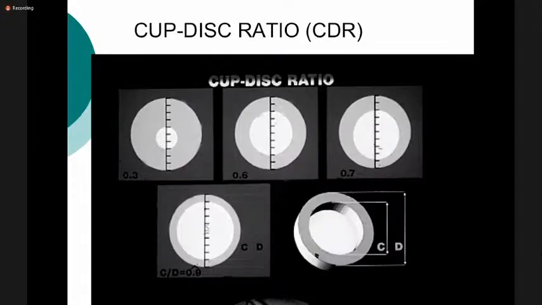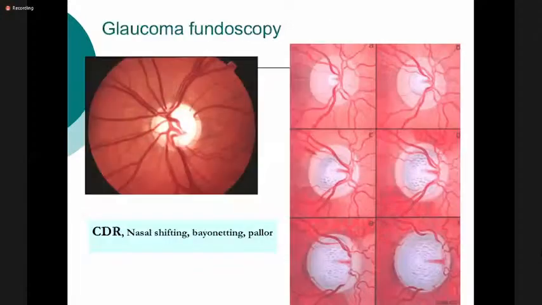Anything above 0.6 is suspicious for glaucoma. Also, if there's asymmetry between the two eyes of more than 0.2, then that is also suspicious for glaucoma. So let's look at this diagram on the right. In the first picture, you can see the cup to disc ratio is very small. It's about 0.2. And as the glaucoma increases, more of the nerve fiber layers are dying off.